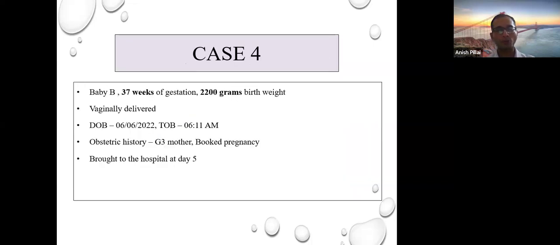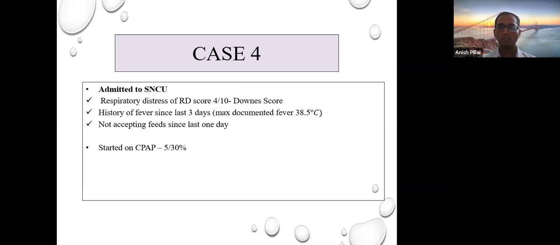So coming to case 4: a 37 weeker, 2.2 kg baby, vaginally delivered, G3 booked pregnancy, brought to the hospital on day 5. So this baby was at home and now is brought to the hospital on day 5 with respiratory distress. The score is 4 by 10, and there is history of fever since the last 3 days with maximum documented fever being 38.5. And the baby is not accepting feeds.